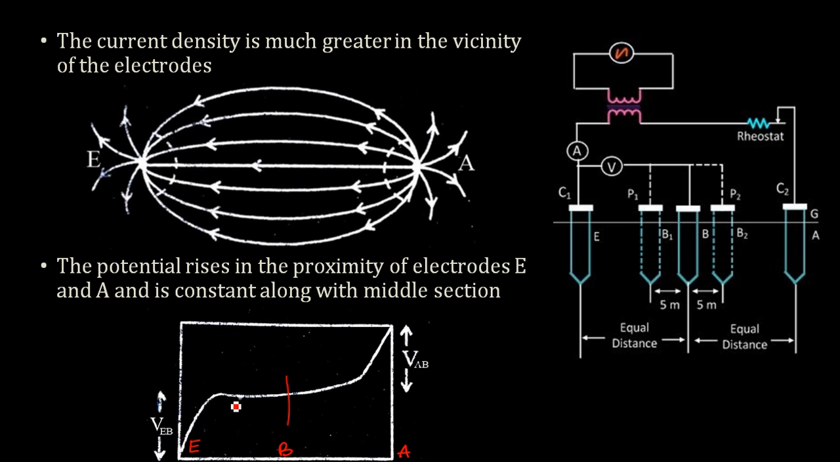Okay, so as we move away from E, at some distance away from E, you will have a constant potential, and further the potential will be changing as we move from E to A. So that's how the potential distribution, or voltage distribution, is there between the earth electrode and the auxiliary electrodes.